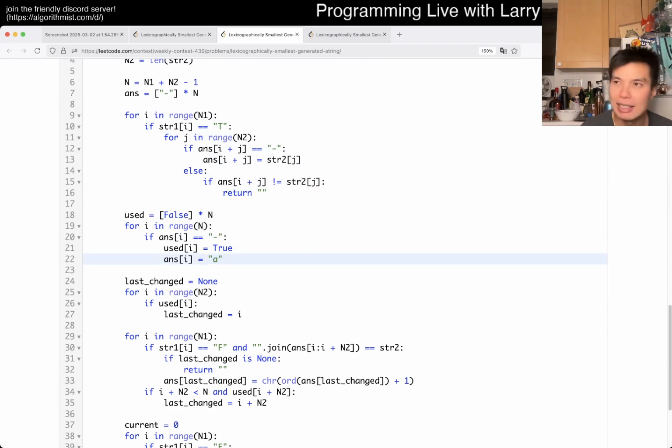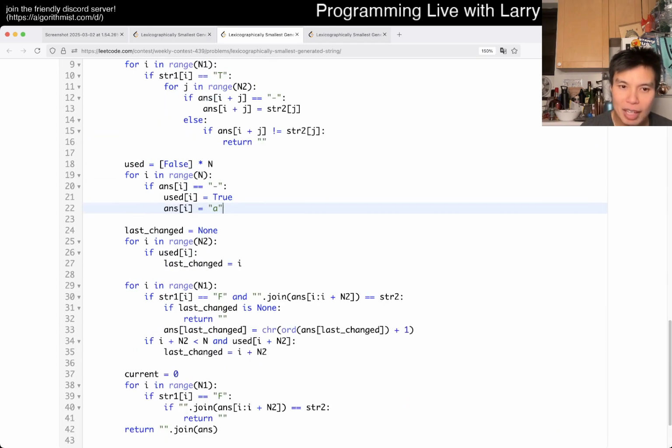But it turns out that if you are forced to change, basically you scan it again, and if there's an F, then we have to make sure that the subarray starting at I is not equal to the string. If it is equal to the string, then we change the last character. And that's it. Basically, because this is the least significant digit that we can change, and changing it is enough to give you the right answer. So that's why we just do this thing.